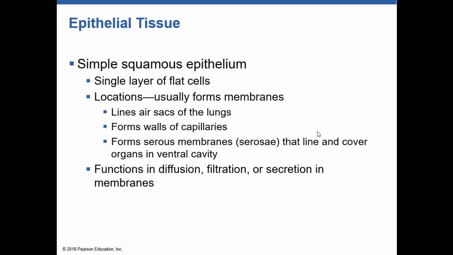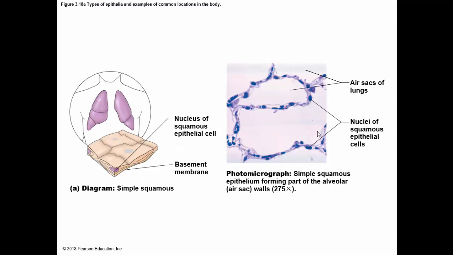Remember, diffusion is to allow some things across a membrane. Filtration is going to keep some things out from crossing a membrane, and secretion is going to be things like your glands and stuff that you're trying to get out of the body for waste or for things that we want to communicate with or need on the outside. So here's what this looks like. You see these big air pockets with this simple layer around.